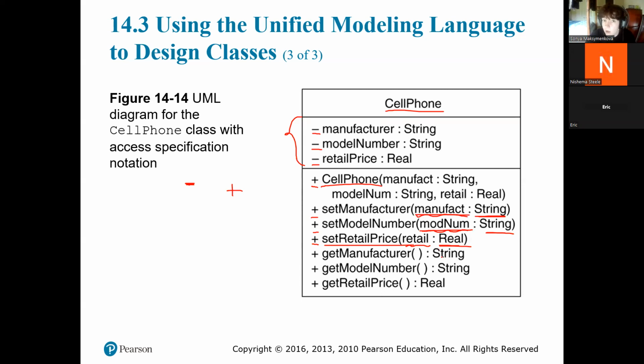And this is how you would specify it in UML. You would put, again, your access, which in this case is public. Then we would put the name, get manufacturer, parentheses, and then we would just specify which type of variable we return. We don't have to specify a name. We just have to specify the data type that we are returning with our method. In this case, get manufacturer will return a string, get model number will return a string, and get retail price will return a real. All right, I know it was a lot.